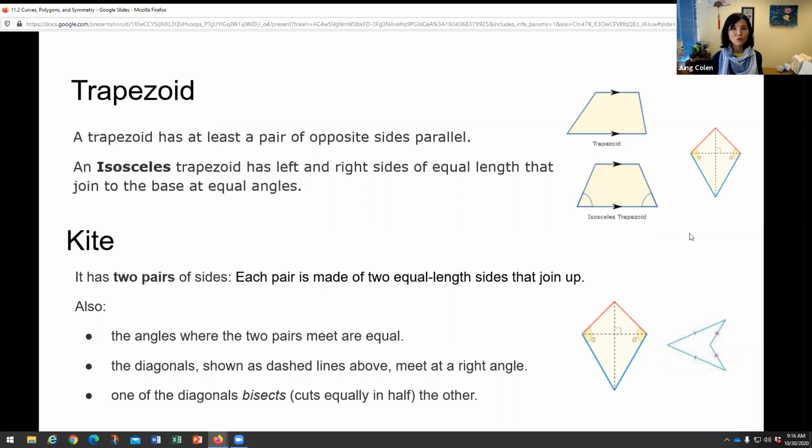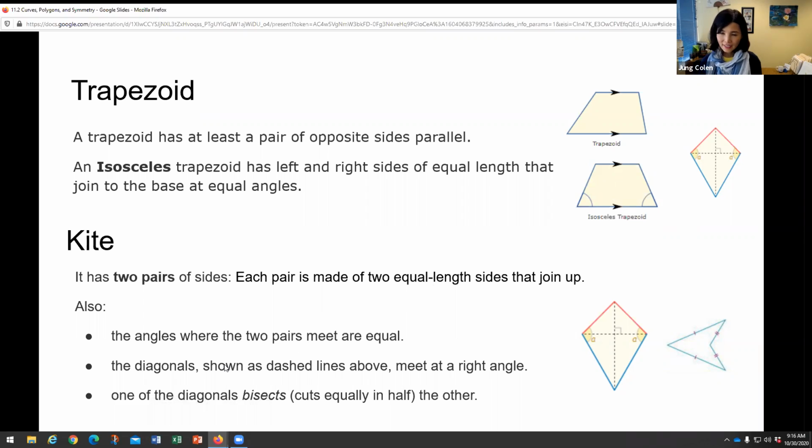Isosceles triangle, you have two pairs that are congruent, right? Two sides that are congruent. So here, if you have this side and that side congruent, we call that an isosceles trapezoid. Okay. All right. How about kite?